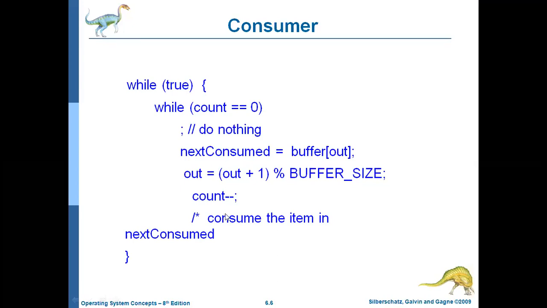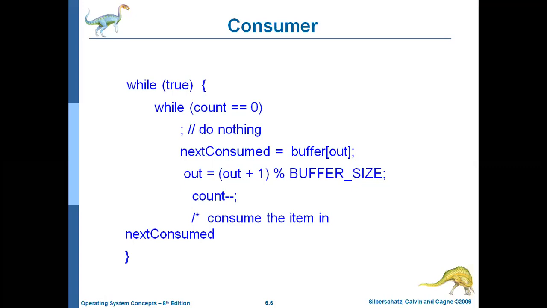Whenever the count value becomes 0, 0 equal to 0, it means the buffer is empty. If the buffer is empty, the consumer cannot consume an item, right? If count equal to 0, do nothing. Count 0 means there are no items in the buffer. If the buffer is empty, the consumer has to wait for the producer, because the consumer cannot consume items from an empty buffer.